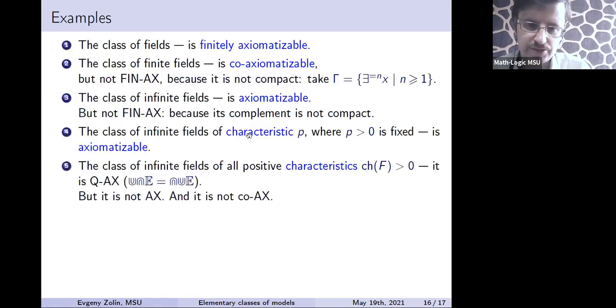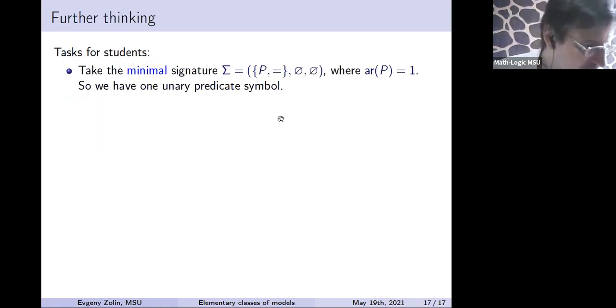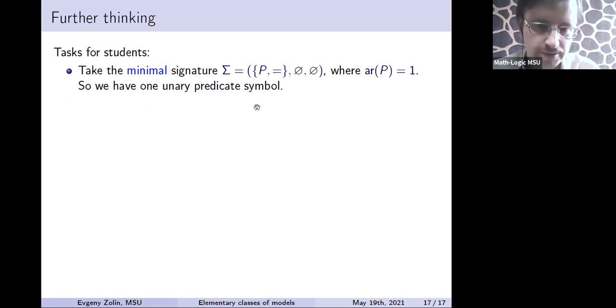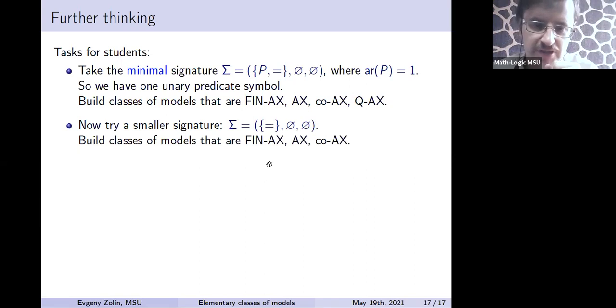So by analogy with this, but what if we consider an even smaller signature? Just equality. Then firstly, try to build a finitely axiomatizable class. Of course, the class of all models is finitely axiomatizable, so there's no problem.